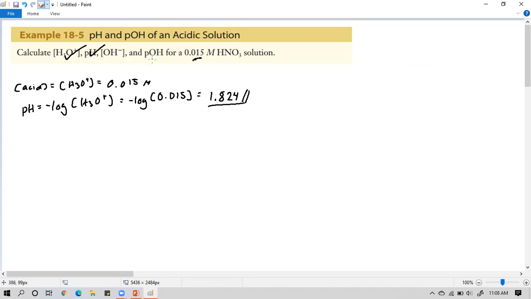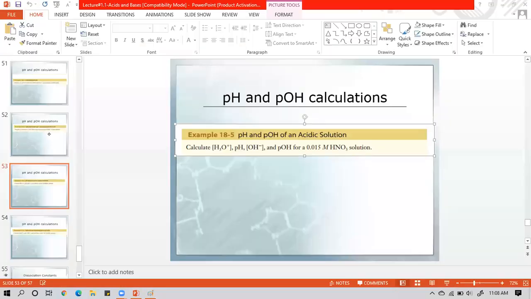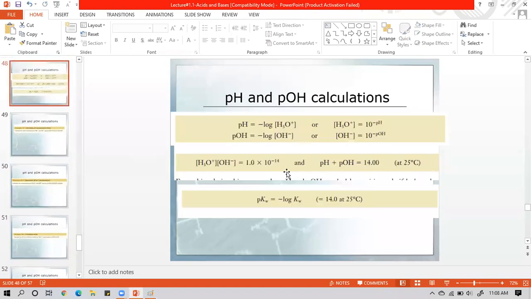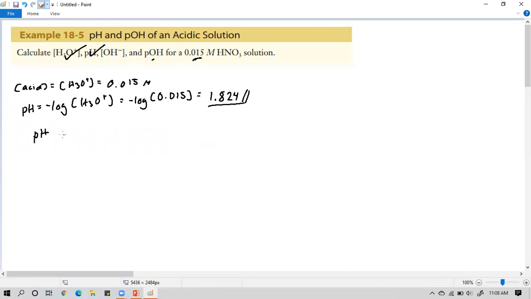What about the pOH? Okay, di ba? Sa formula natin based from this slide, you all know this naman. You're very much familiar to this. So, pH plus pOH is equals to 14. So, transpose mo yung pH dito sa kabila in order to calculate for the pOH. So, therefore, 14 minus 1.824 is equals to 12.176. So, pOH is checked.